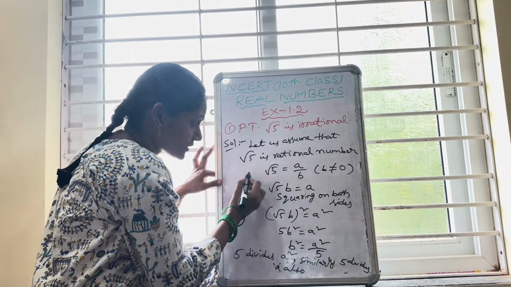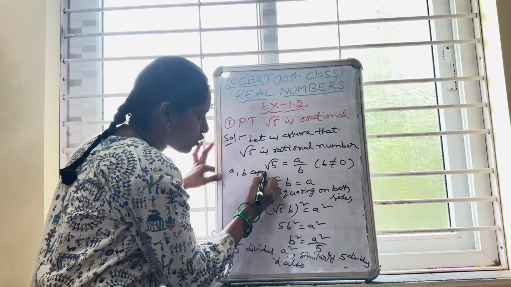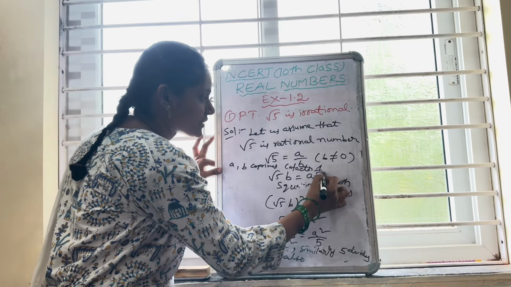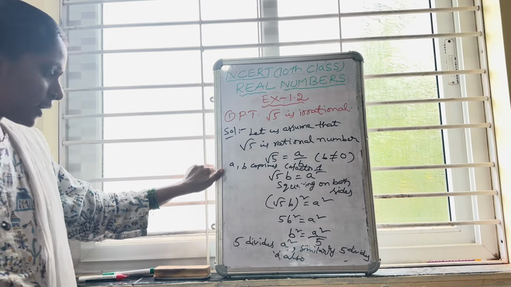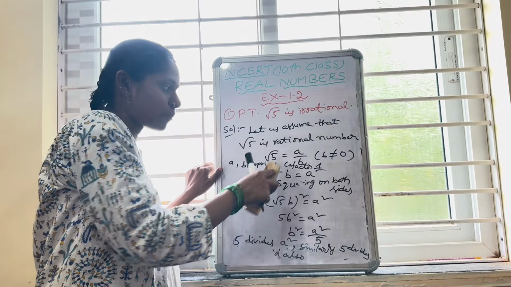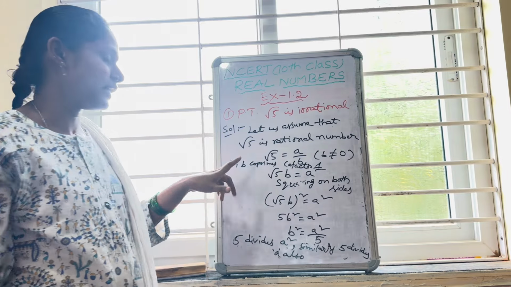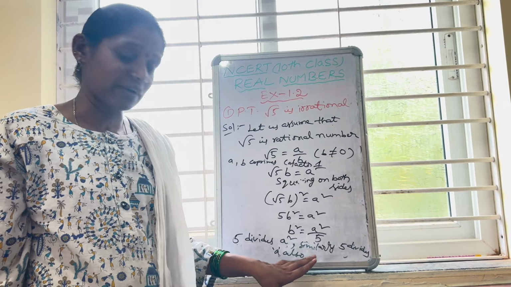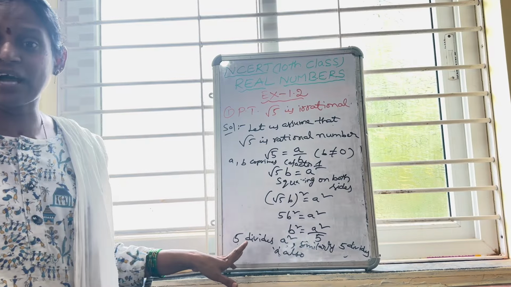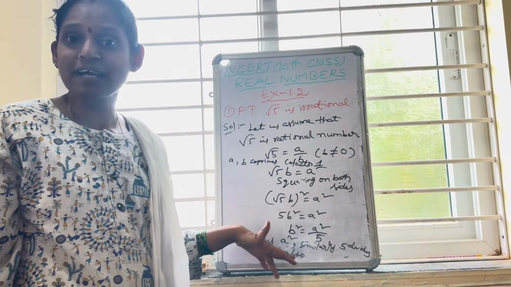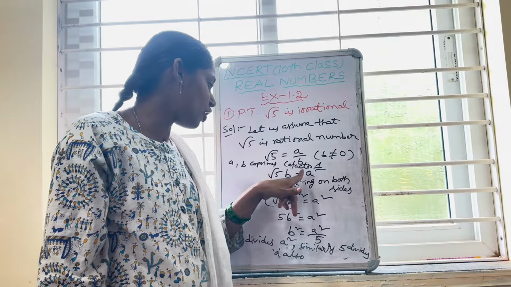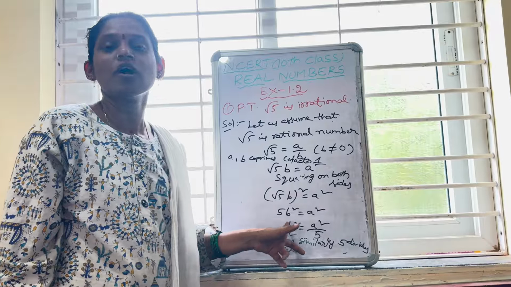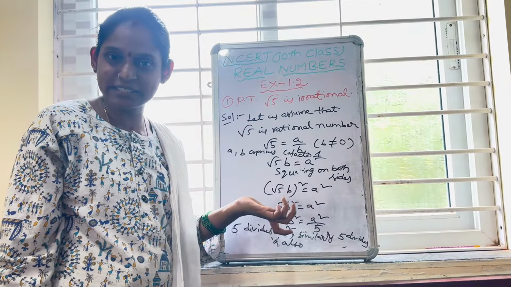Here also, as I said before, a and b are co-primes. Co-primes means one is the common factor. a and b have only common factor 1. But what I am getting here is 5 divides a square, similarly 5 divides a also. So 5 is a factor. Here we assumed co-primes with common factor 1, but here I got 5 also as a factor. So our assumption is again wrong.